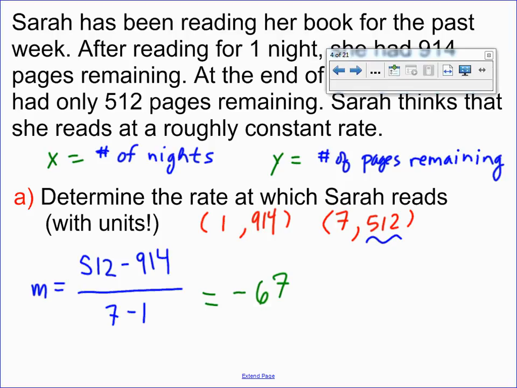Keep your hand up if you know the units on this rate of change. What would the units on this rate of change be? Thank you, hands down. Caleb with the K? Pages per night. Pages per night. Nice job. Because my rate of change units in the y quantity with respect to x is always given by y units over x units. In this case, pages remaining over nights spent reading. So negative 67 pages per night. Nice job.